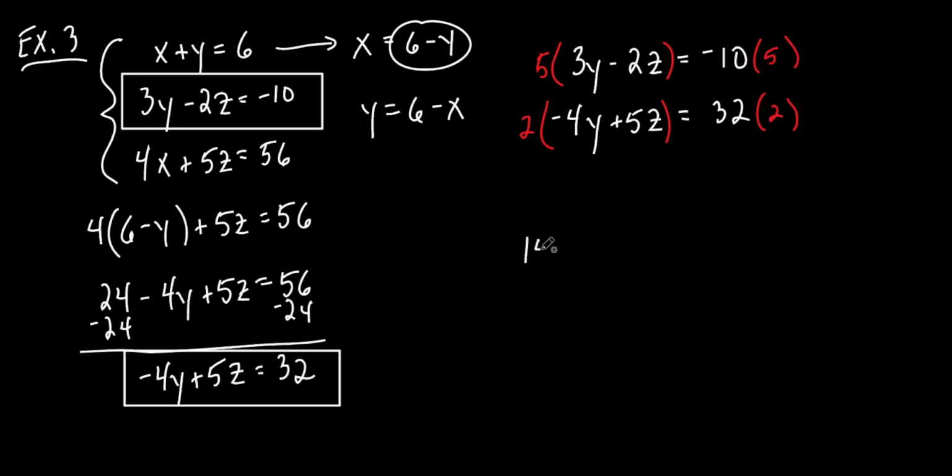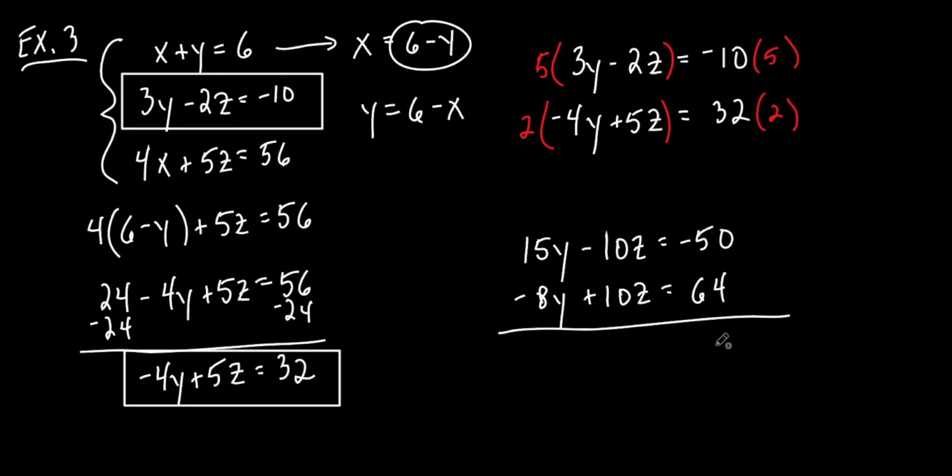What do we get? 15y minus 5 times 2z, which is 10z. And then this is negative 50. What do we get here? Negative 8y plus 10z. And this is why we did that whole thing. This is why we multiplied by 5 and then by 2, so that these two would be the same and we can cancel them out. Agreed? Equals what? 64?